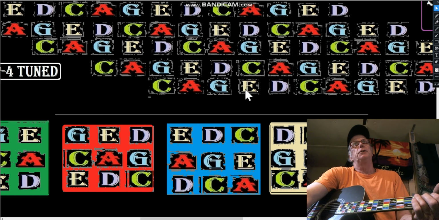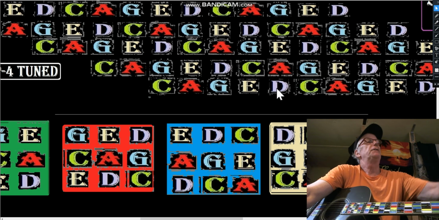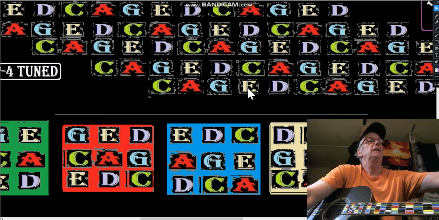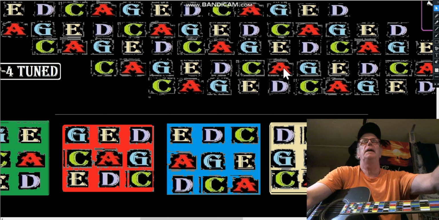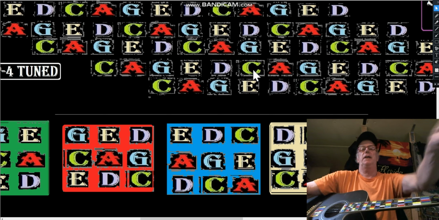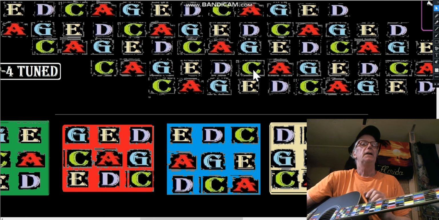Going backwards, we have an increasing pentatonic scale. D, E, G, A, C. Just keep going. D, E, G, A, C. Okay, it's true in cages.